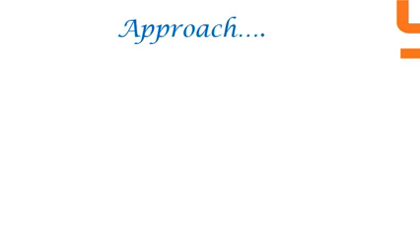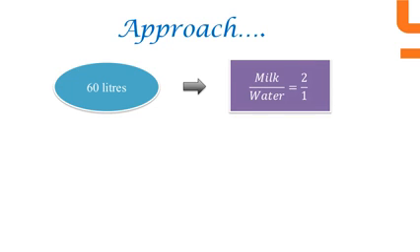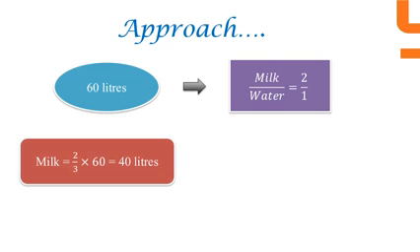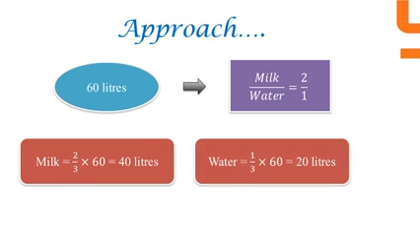The total quantity of mixture is 60 liters, out of which 2 parts are milk and 1 part is water, since the ratio of milk to water is given as 2:1. From this we can find the quantity of milk and water in this mixture. How can we calculate it? The quantity of milk will be 2/3 of 60, which is 40 liters, and the quantity of water in the mixture will be 1/3 of 60, which is 20 liters.